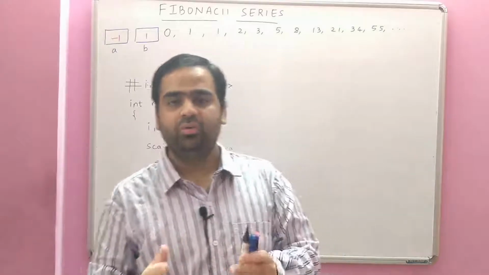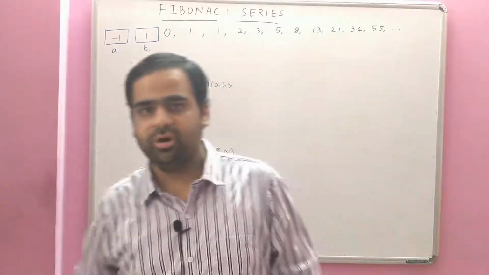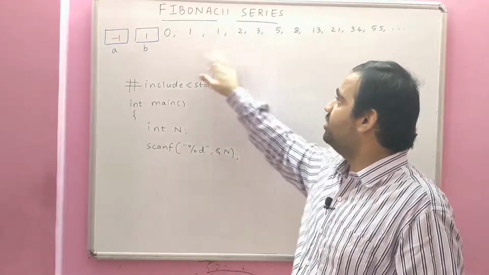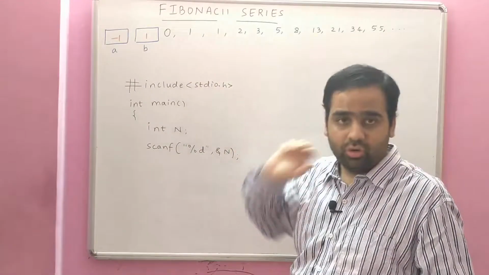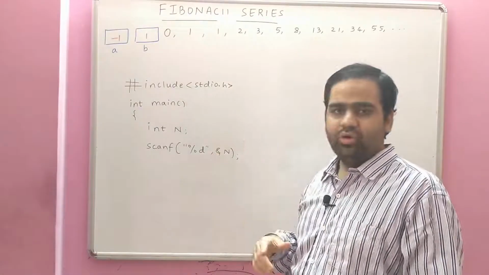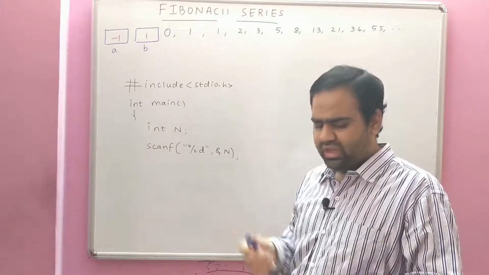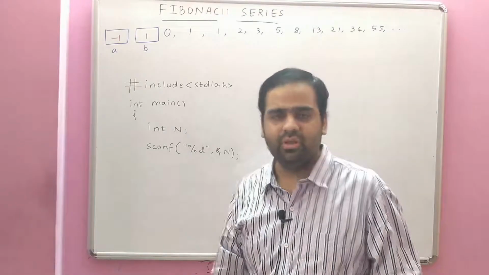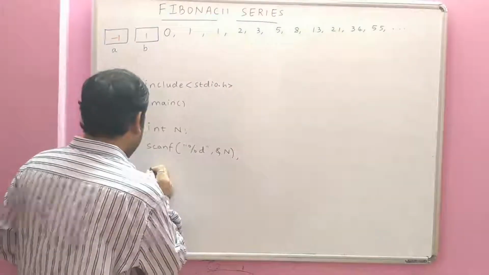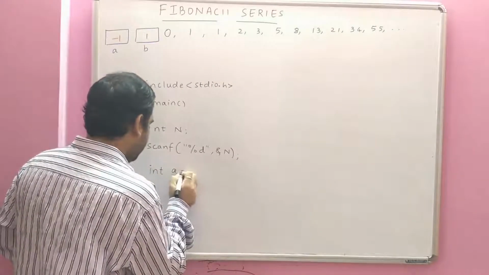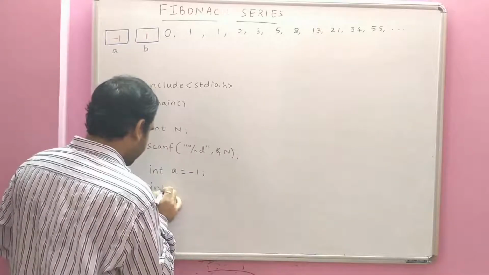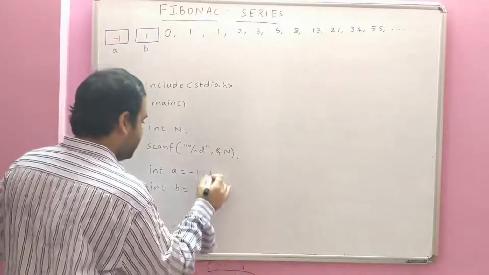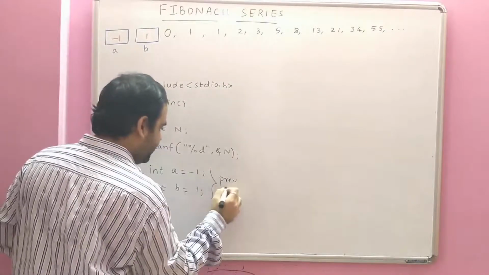Let us see how we print the first n terms of the Fibonacci series. We say int n, the n terms we want to print. Suppose here n is 5: 1, 2, 3, 4, 5, till 5 we want to print. And you read the value of n. Now, let A and B represent the previous two terms of the Fibonacci series. We say int A is equal to minus 1 and int B is equal to plus 1. These are the previous two terms.